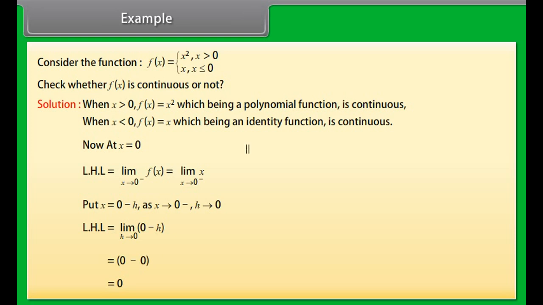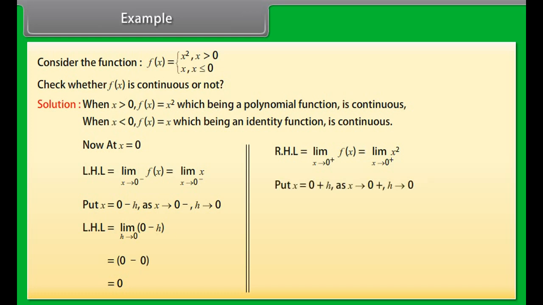Right-hand limit is equal to limit x approaches 0 plus of f of x, which is equal to limit x approaches 0 plus of x square. Put x is equal to 0 plus h; as x approaches 0 plus, h approaches 0. Right-hand limit is equal to limit h approaches 0 of (0 plus h) square, which is equal to (0 plus 0) square, which is equal to 0.